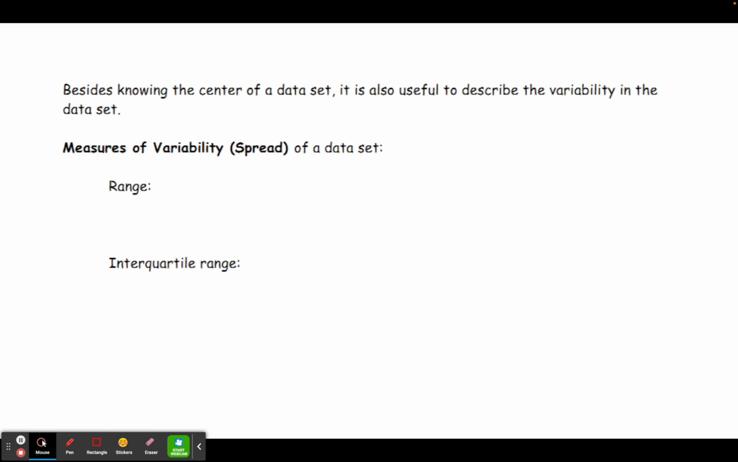So in that case, our mean will be less than our median. Now, besides knowing the center of a data set, it's also useful to describe the variability in a data set. So far, we've talked a little bit about range, and how the range of a data set is the difference between the max and the min. We're also going to use what's called the interquartile range, which we define as Q3 minus Q1. Q3 is the third quartile and Q1 is the first quartile. We'll show you how to find these in just a moment. We're going to do these by hand in this lesson, and then in the next lesson, we'll show you some calculator shortcuts for finding these values.